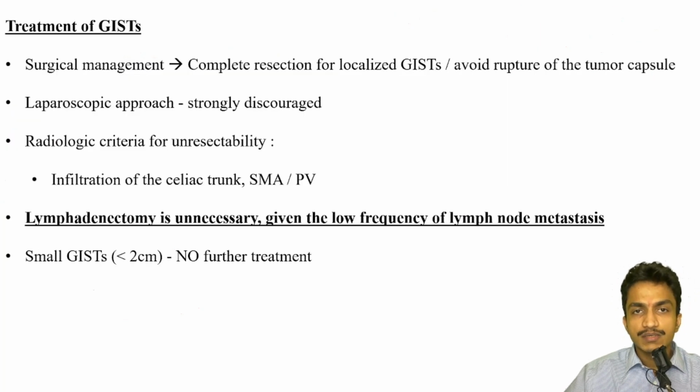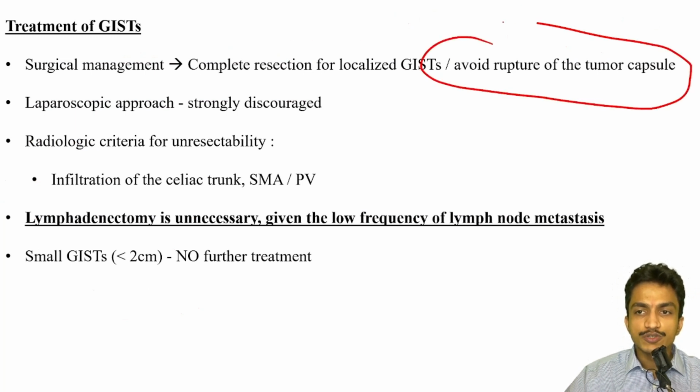Now, GIST management I'm covering because it is important. Questions can be expected. Usually we go for a surgical resection. Complete R0 resection is the key, and we need to avoid rupture because it is associated with a very high incidence of recurrence if we rupture the tumor capsule. A laparoscopic approach is usually not advisable, to avoid tumor rupture.